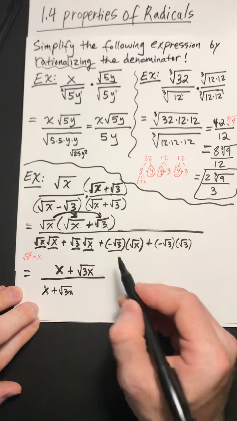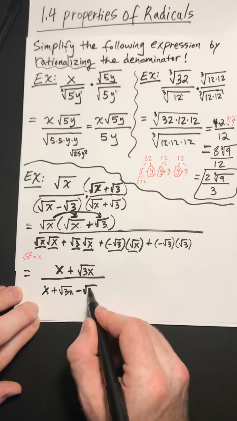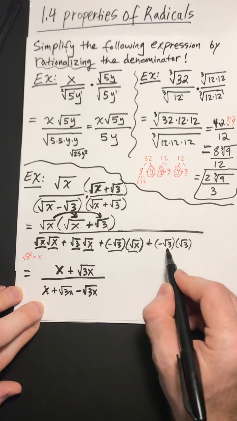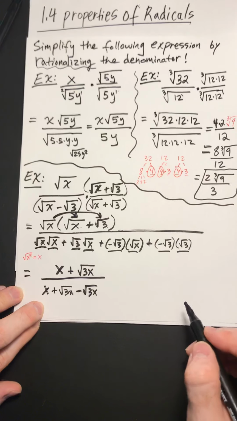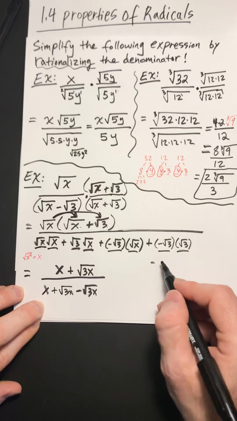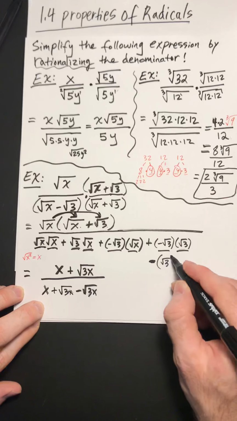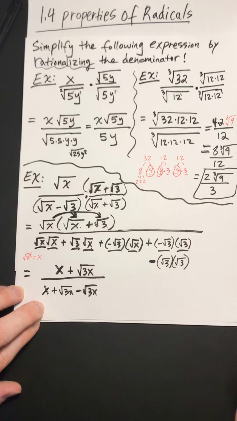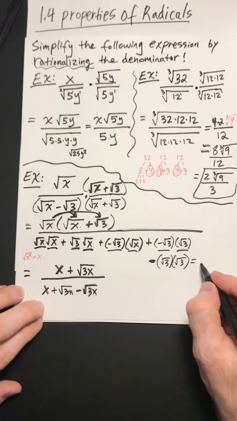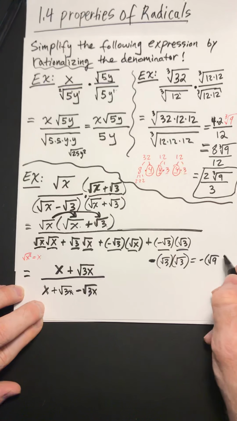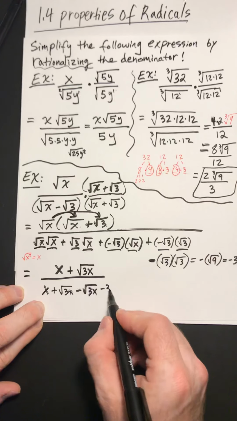And then I have a negative square root 3 and a square root x, so that's minus square root 3x. And then I have a negative square root 3 and a positive square root 3. Well, the negative is just negative, but if I have a square root of 3 multiplied by a square root of 3, you can check this in your calculator. But what is that? That's really kind of like saying square root of 9, which is 3. So this gives me a negative 3.